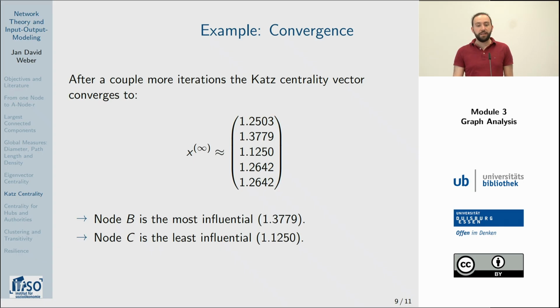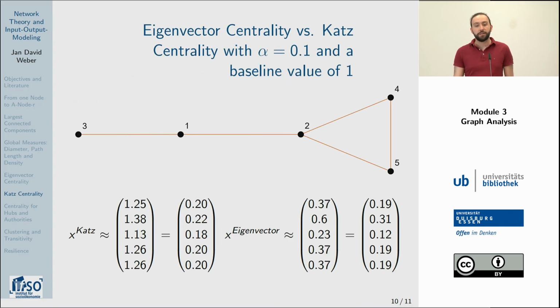So what we see here is that node B, the second node, is the most influential one. So we have this 1.377, and node C is the least influential one with 1.12. Again, what does this tell us if we compare it to a different graph? Nothing. It's a relative thing. This is why we also scale them and normalize them.